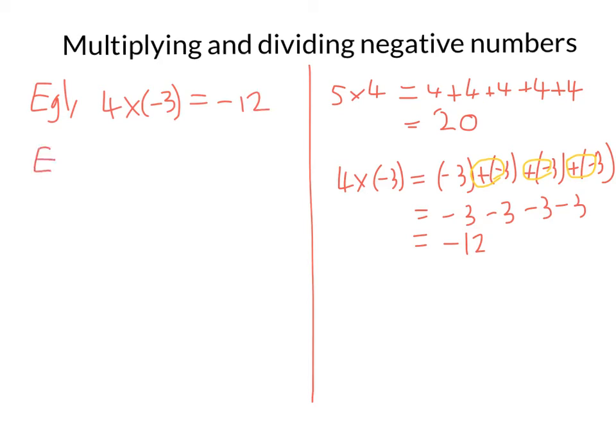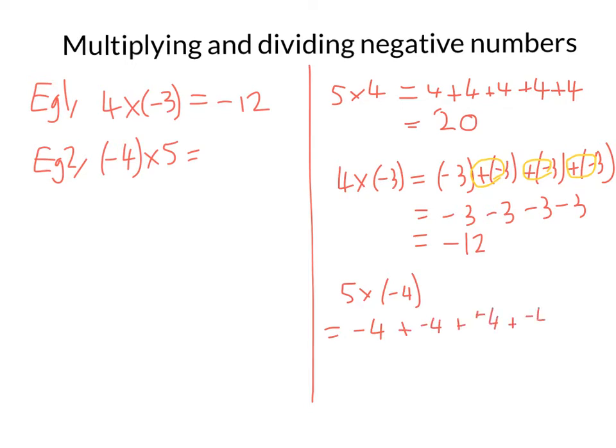Example 2. If we had negative 4 times 5, we could write that in a different order. You don't have to have the negative 4 first. You could have 5 times negative 4. And that is the same as having negative 4, adding another negative 4, and this time you'd have 5 of these negative 4s. 1, 2, 3, 4, 5.